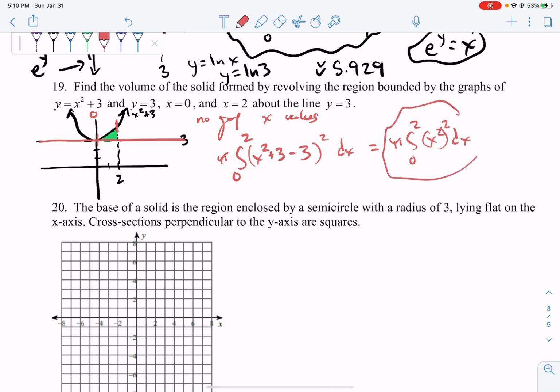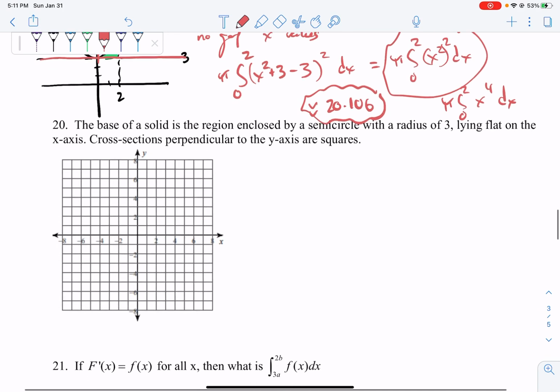So you can plug that in the calculator if you want, or rewrite it as pi times the integral from 0 to 2 of x to the 4th dx. You're welcome to do it that way. However you plug it in, you should come out with something like 20.106-ish, somewhere around there. Okay?